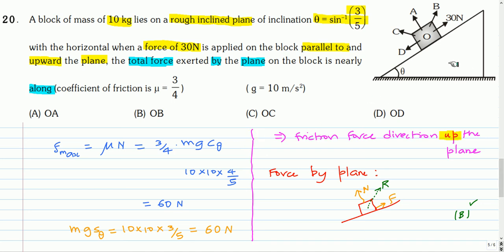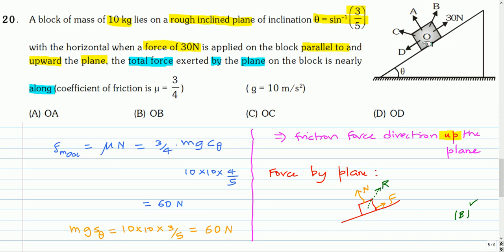The forces which act on this block due to the plane are the normal reaction and the friction force. Normal reaction is in this direction, perpendicular to the plane, and the friction force can be either upward along the plane or downward along the plane. So you have to find the direction of the friction force. The maximum value of the friction force will be mu into N, and normal reaction is mg cos theta. Cos theta is 4 by 5. So from there, the maximum value of friction is 60 Newton.